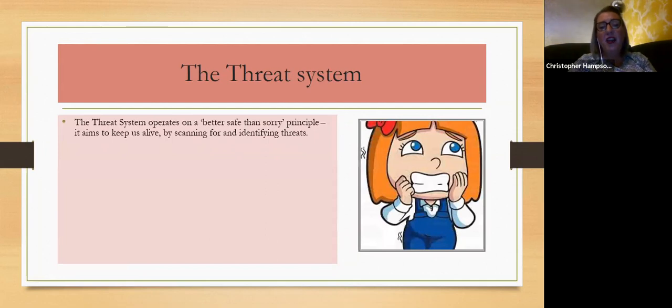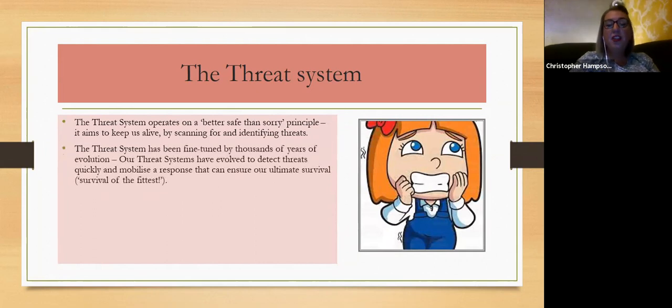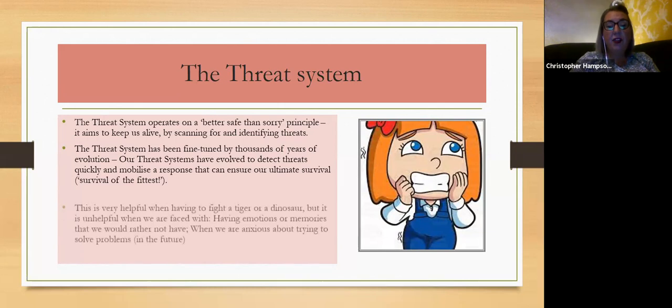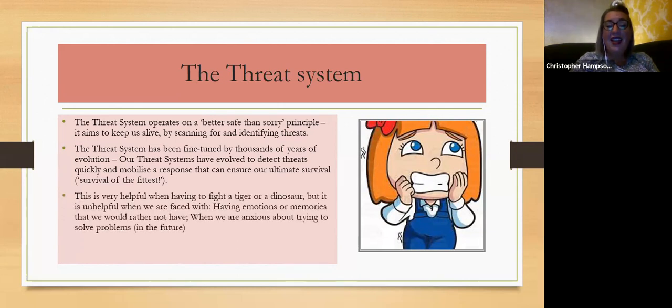The threat system operates on a better-be-safe-than-sorry principle. It aims to keep us alive by scanning for and identifying threats. We need our threat system. It's when we overuse it. The threat system has been fine-tuned by thousands of years of evolution. Our threat systems have evolved to detect threats quickly and mobilize a response that can ensure our ultimate survival. This is very helpful when having to fight a tiger or a dinosaur, but it is unhelpful when we're faced with having emotions or memories that we would rather not have, or when we're anxious about trying to solve problems, especially if they're in the future.